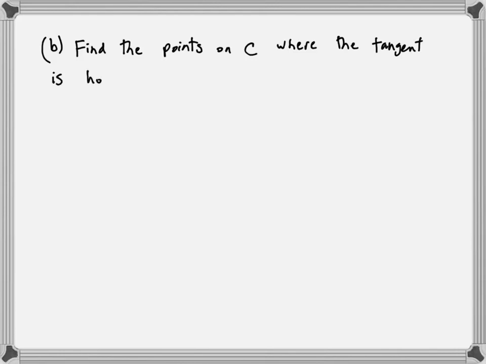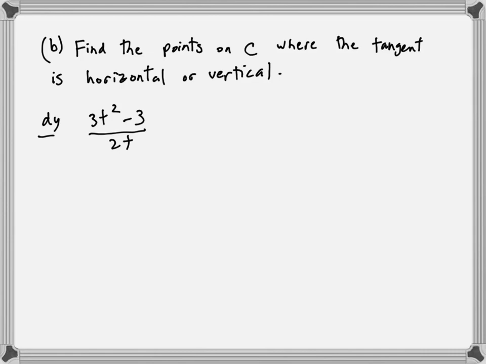Part B says we're going to find the points on the curve where the tangent is horizontal or vertical. Okay, so remember we had our derivative, right? So our derivative was 3t squared minus 3 over 2t, right? So this was our dy dx.